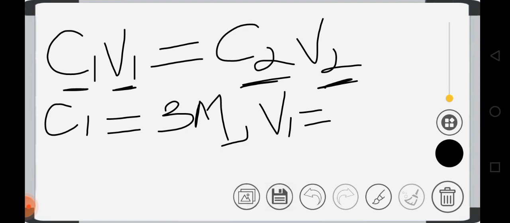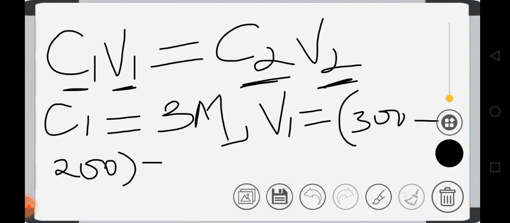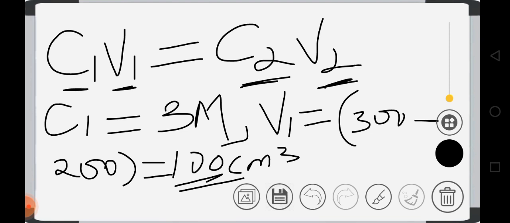Then what was the initial volume, which is V1? The initial volume may be stated in the question. We can also take the initial volume to be the final volume minus the volume of water that was added. For example, the final volume was 300 minus the volume of water that was added, which was 200. This will give us 100 cm cube. Although this 100 cm cube was stated in the question, that was the first initial volume. You can get it from this place, or you can also get it from the question.